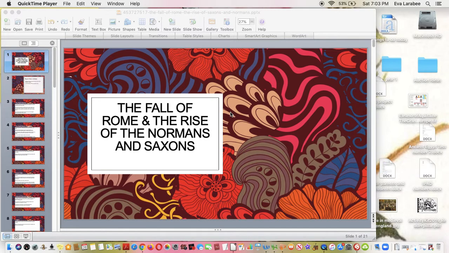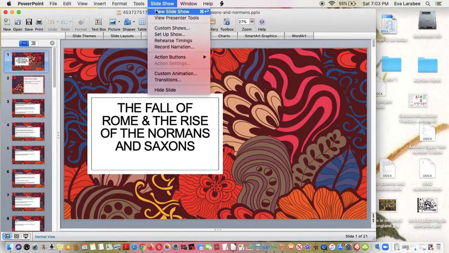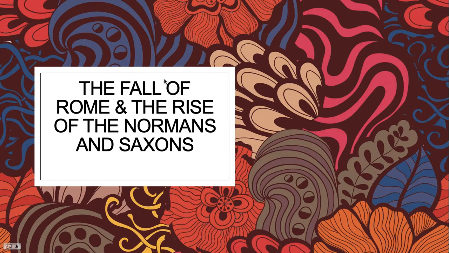Today we're going to do the fall of Rome and the rise of the Normans and Saxons. I know we went over probably most of this in class, but I'm going to read through the whole thing. For those of you that have forgotten, a quick brush up. You can always skip ahead in the video to where you remember us being. So we are going to just run through this.